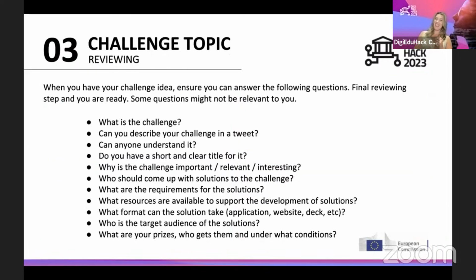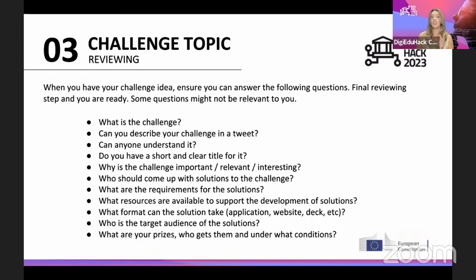When you have your challenge idea and you've gone through all of these steps and you just want to make sure that you have everything, this is a good checklist to go through. Can you answer these questions? Depending on your challenge and what you want to include, not all of these may be relevant, but as a default, go through this and see that you can answer these questions easily.